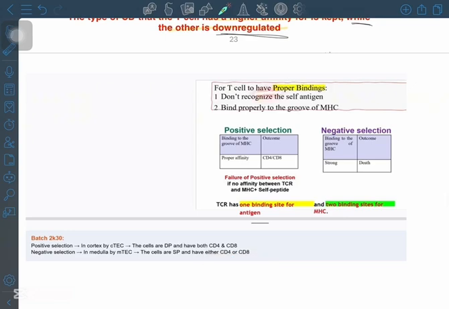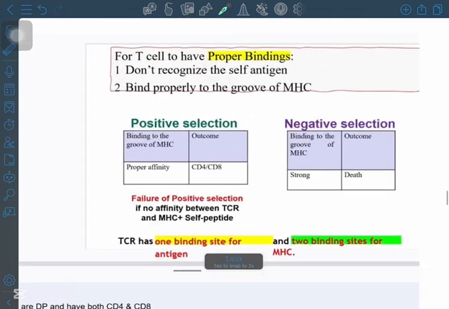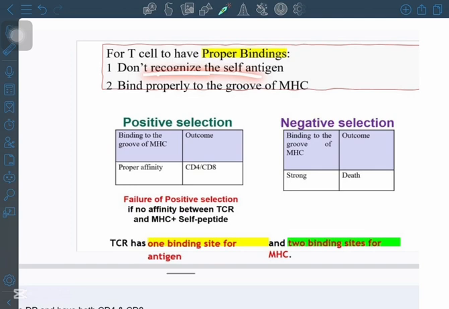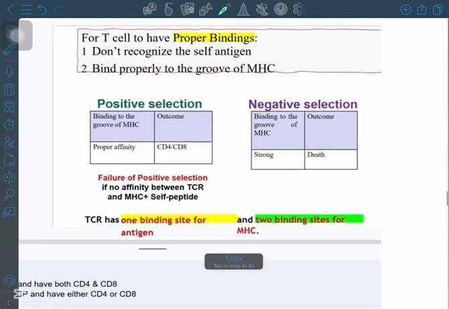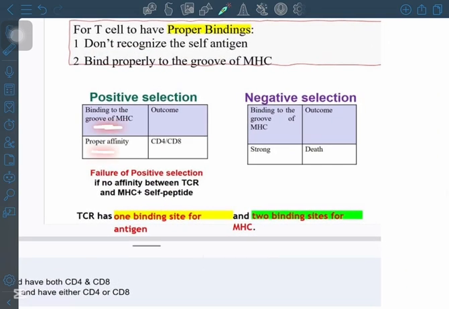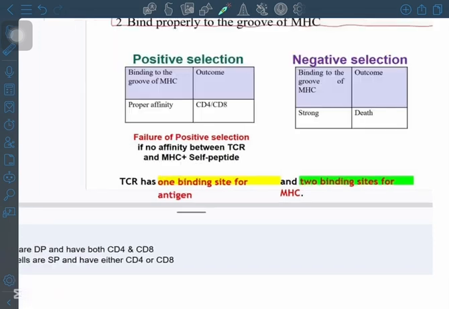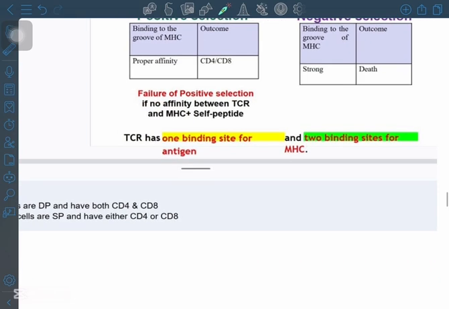Okay, for a T cell to have proper binding, what should it do? It shouldn't recognize the self-antigen, because in this case it is going to attack my own body. And it should bind properly to the groove of MHC, meaning to the antigen. Binding to the groove of MHC, proper affinity, outcome CD4 or CD8. Okay, what if it binds too strongly and I cannot detach it later? It is going to die. What if something else happens? What if it doesn't bind too strongly or properly? It doesn't even have any affinity. We call this failure of positive selection, because there will be no affinity between the TCR and the MHC self-peptide.